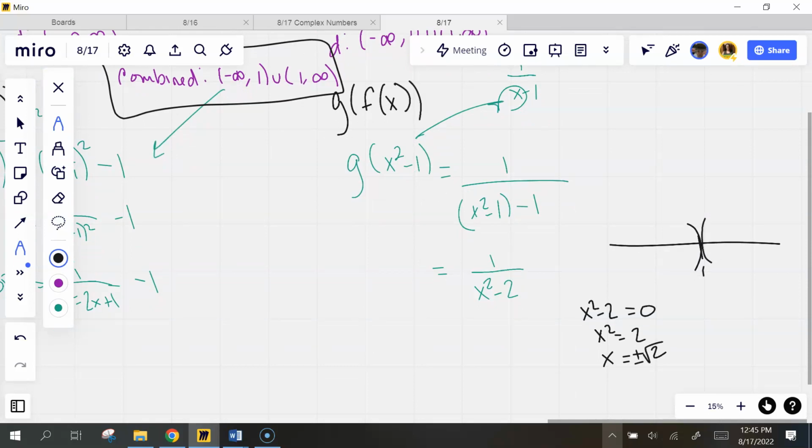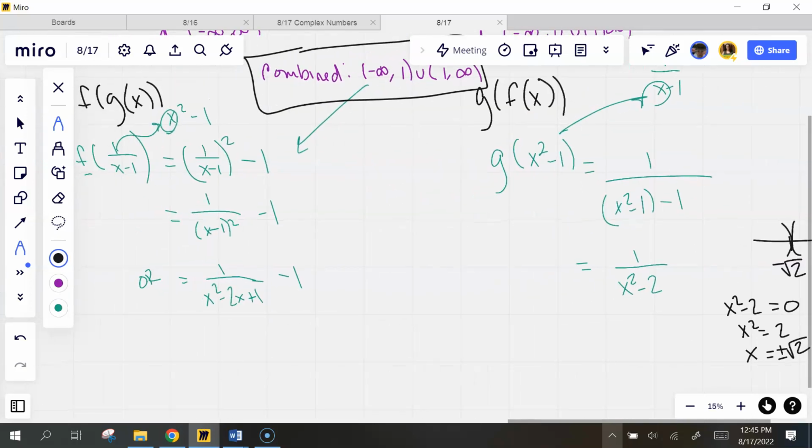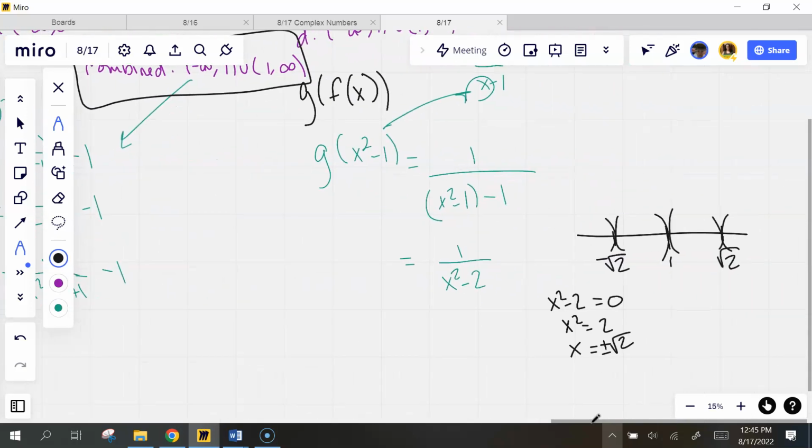Right? So now I have to leave out 2 more values from my domain. I also have to leave out the square root of 2 and negative square root of 2. This is going to be a long one. So now my new domain for g of f of x is different than the domain for f of g of x, because look at my denominator here. Whatever's in the bottom, I also have to leave out if it makes it 0.